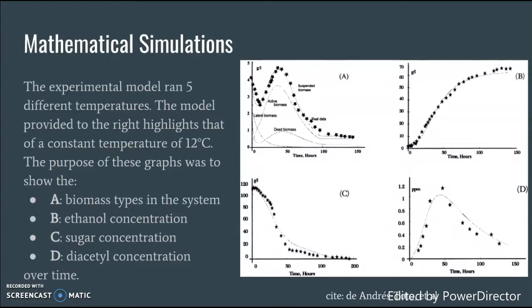This experiment was also done for constant temperatures of 8 degrees Celsius, 16 degrees Celsius, 20 degrees Celsius, and 24 degrees Celsius. All of these experiments resulted in similar results. So at this point, using these graphs, you're able to pick the point where the temperature needs to change in the fermentation process, or the fermentation process is stopped altogether.